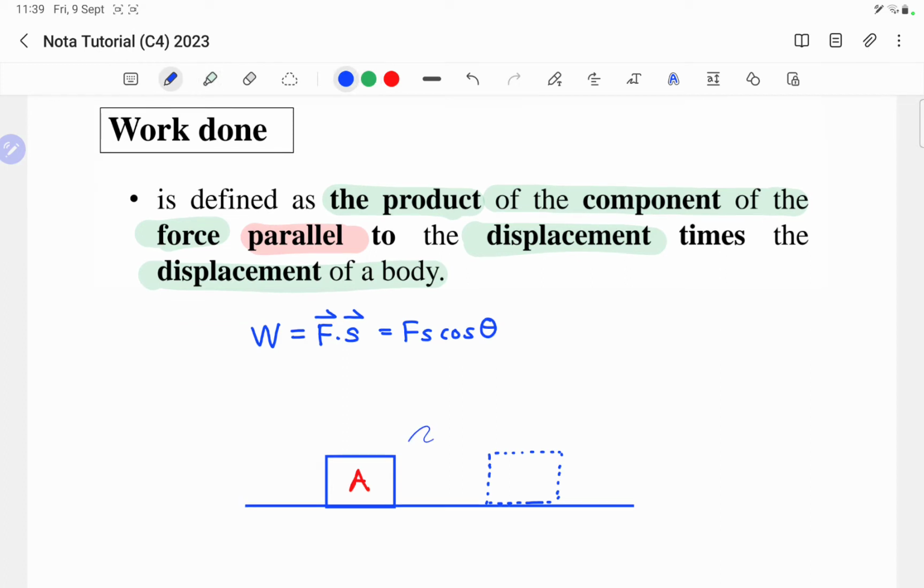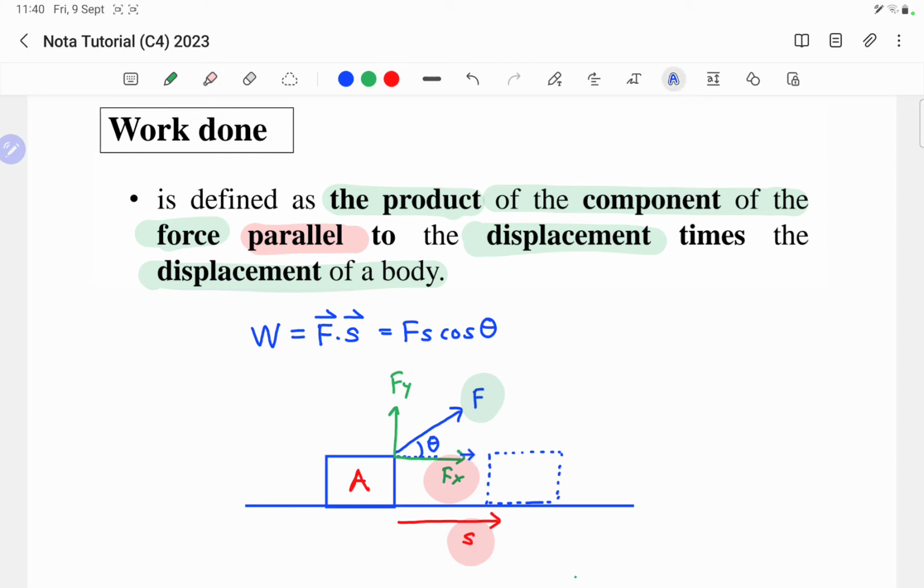Okay, so consider we have object A. The force acting on the object is at an angle of theta. The object is moving, making a displacement to the right. This vector F has two components. Here we have Fx and then Fy. So between the two, Fx and Fy, which one is parallel to the S? Yes, Fx. So that is the definition, the physical meaning of the scalar product for work done.